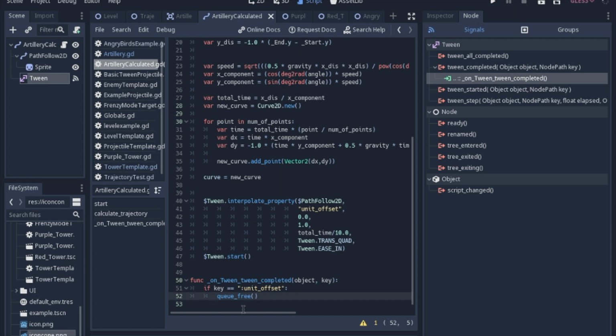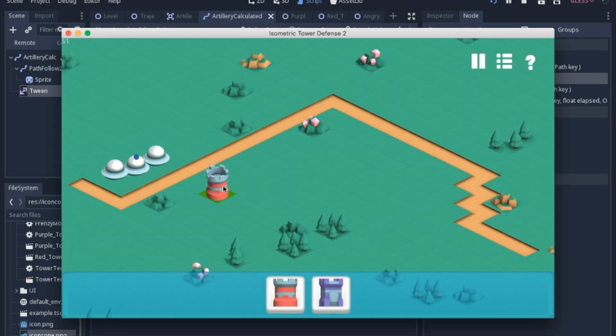Now this is usually where you would do the effect of that bullet or that projectile blowing up, but we're going to do that in a different video. Right now we're just going to focus on the trajectory. So in the end, this is what we have.